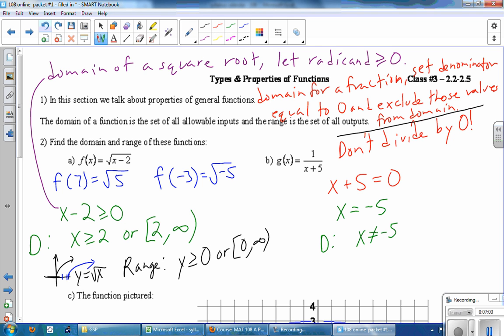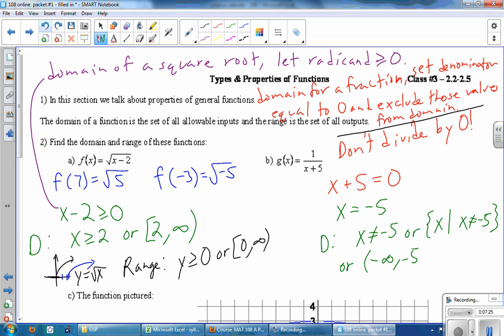So you can write it informally like that. I'll accept that. If you want to be more formal, you can use this thing called set builder notation: the set of all x such that x is not equal to -5. Interval notation is kind of clunky for this one, but we'll include it. Let's see, we can have any number except -5.